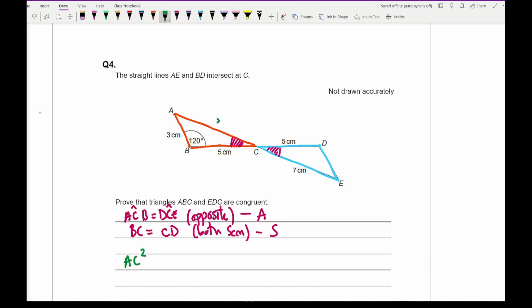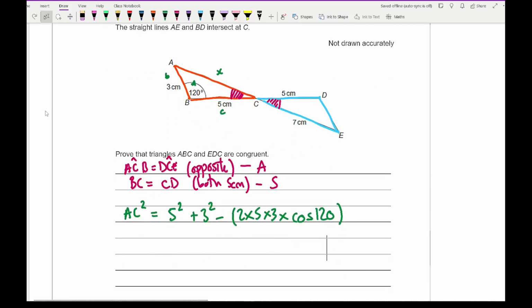So looking at this, if I label this X, this is going to be B, this is going to be C, and that's going to be capital A. So I've got AC squared equals 5 squared plus 3 squared minus 2 times 5 times 3 times cos 120. And then typing that into my calculator, I get that X squared equals 49. So AC is going to equal 7 centimeters.